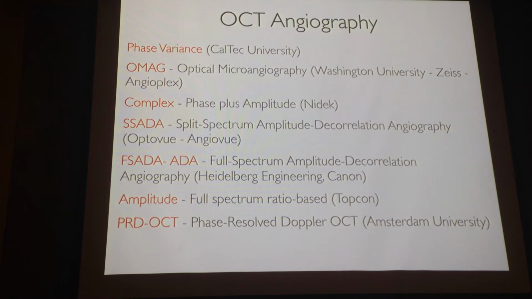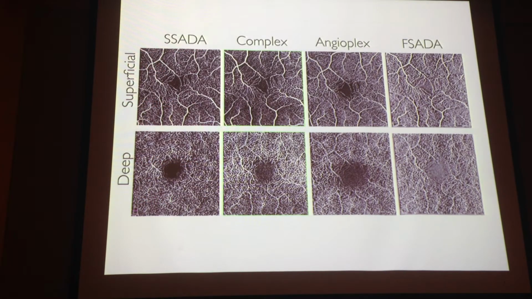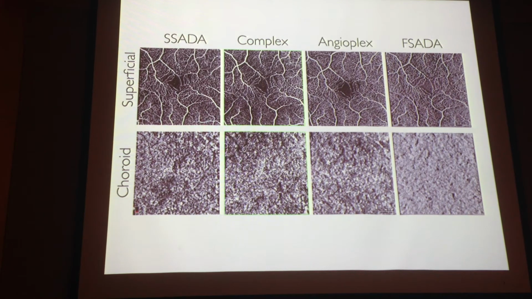So many different approaches, and also some differences in visualizing the retina. So these are the superficial and the deep, and you see that there are some little differences in the normal subjects. And if we go deeper in the choroid, at the level of the choriocapillaris, you see also that there are some differences.